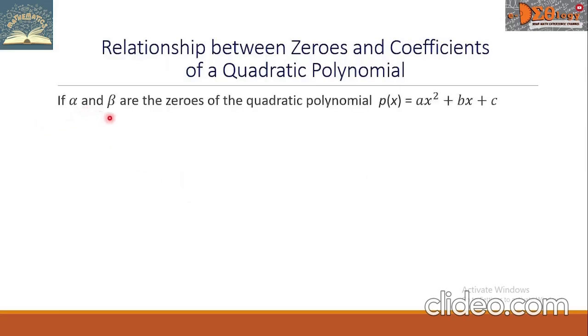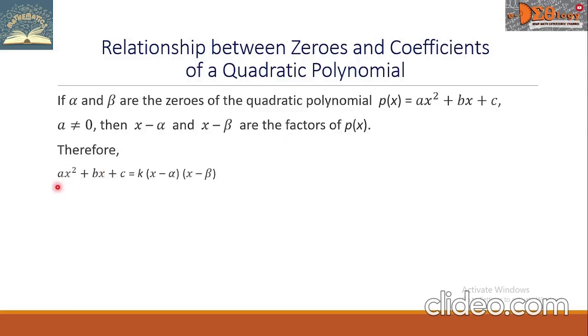If alpha and beta are the zeros of the quadratic polynomial p of x equals ax squared plus bx plus c, a is not equal to 0, then x minus alpha and x minus beta are the factors of p of x. Therefore, ax squared plus bx plus c equals k times the quantity x minus alpha times x minus beta. Here, k is a constant.